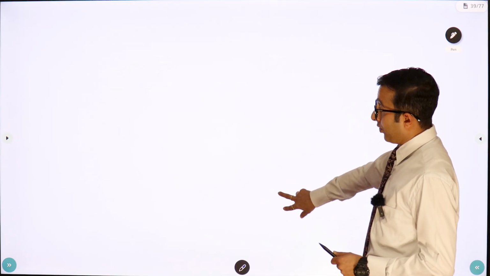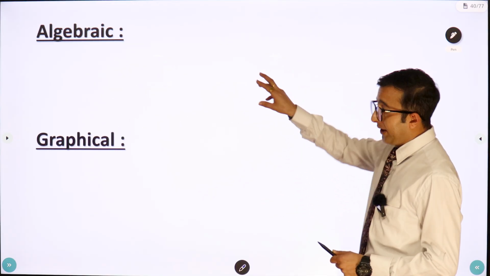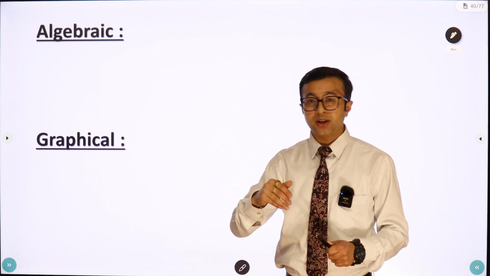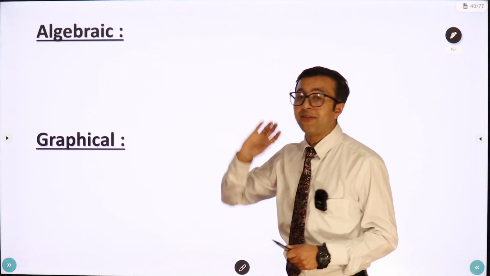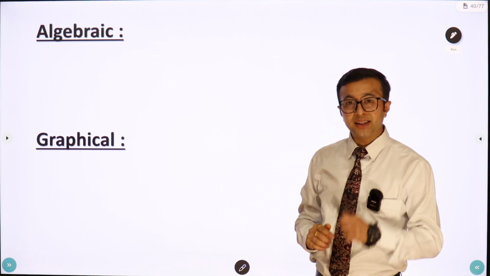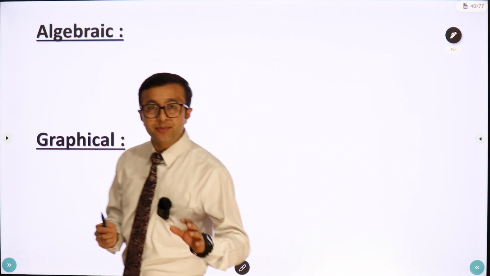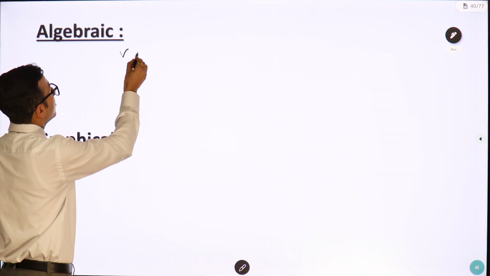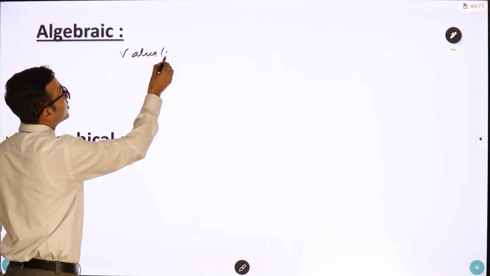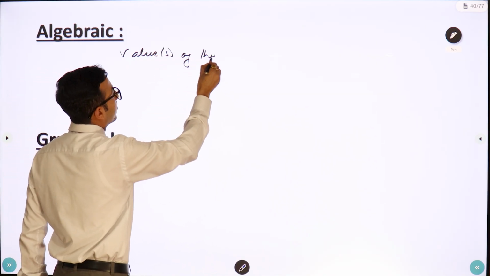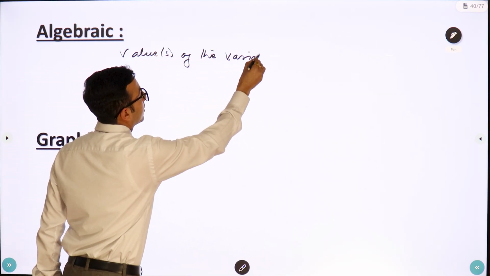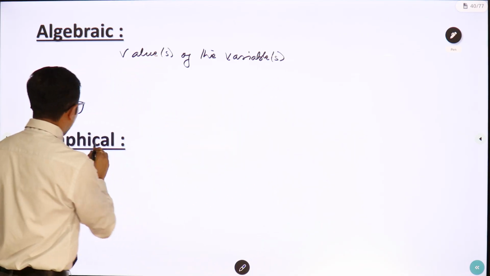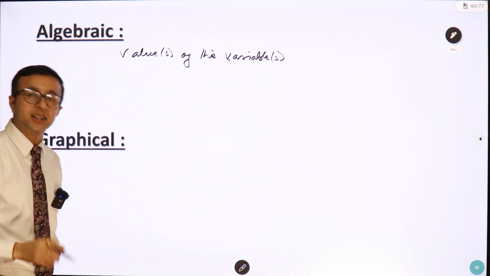Now, what is actually the meaning of solution algebraically and graphically? To understand this, algebraically we have already seen just before. Algebraic means the value or values of the variable or variables which satisfies the given equation. Now, how to understand it graphically?